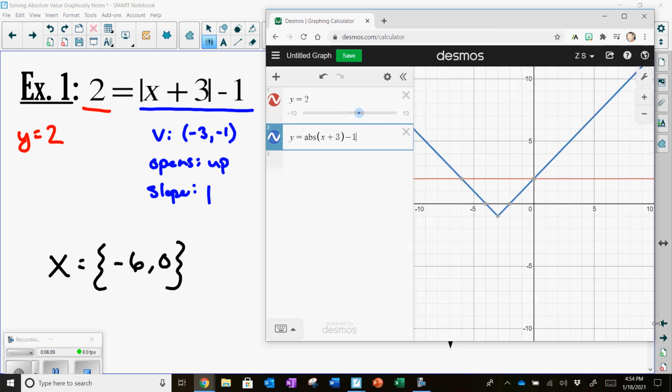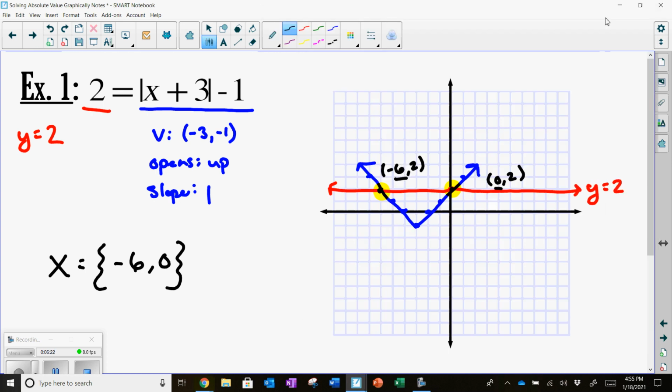Looking at this graph, we can click and see that we've got points of intersection at negative 6 and 0. So we can also go through and verify this graphically. Warm and fuzzies. All right, let's take a look at the next example.